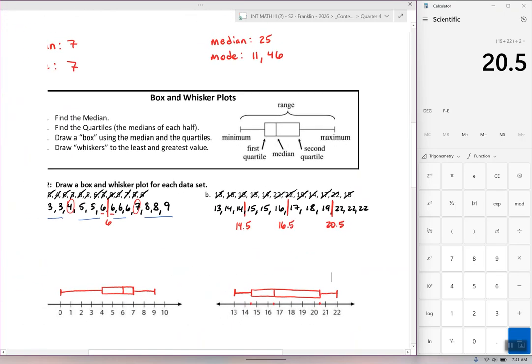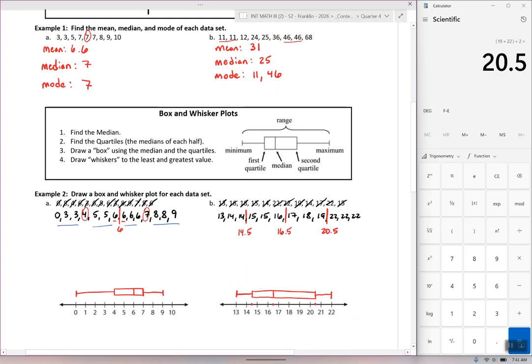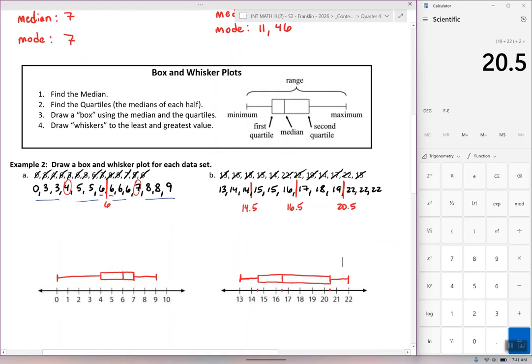Okay, so mean, median, mode. Mean is the average, mode is the most often, median is the middle number, and we can use the medians to make a box and whisker plot to visually represent our data.